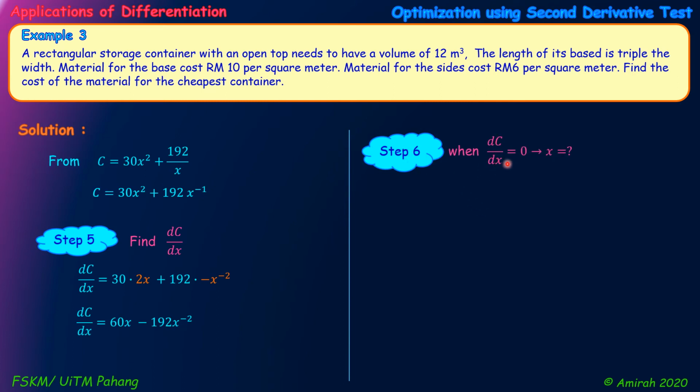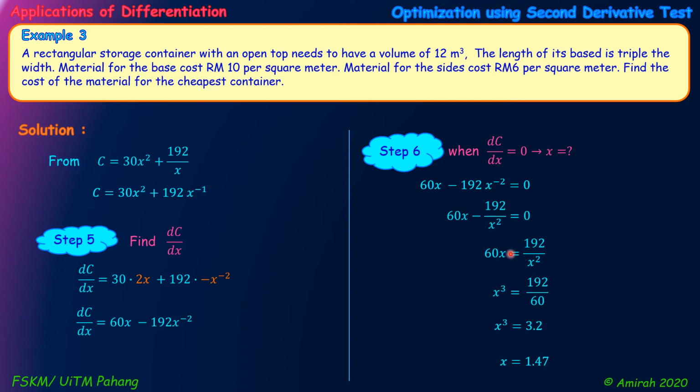When dc over dx equals 0, we need to find the value of x. From dc over dx, we have 60x minus 192x to the power of negative 2, and we equate it to 0. To solve and find the value of x, we can move x to the power of negative 2 to the denominator, so we get this. Then we can write 60x equals 192 over x squared. Then we cross multiply, so we get x cubed equals 192 over 60, which equals 3.2 using a calculator. Then we can write x equals the cubic root of 3.2, which is 1.47.